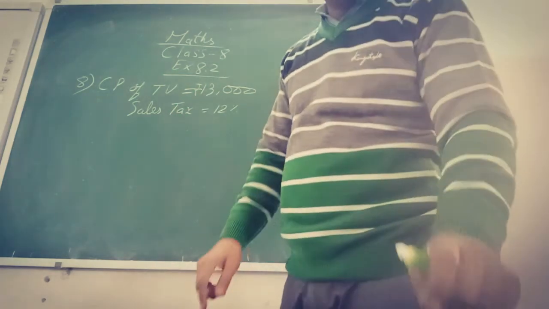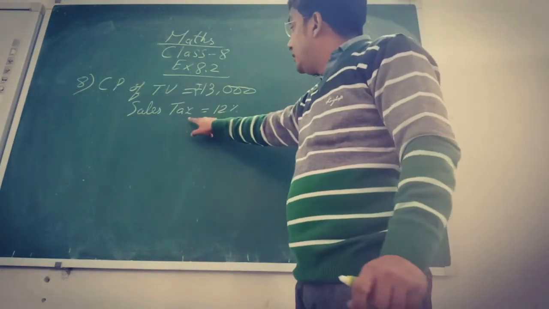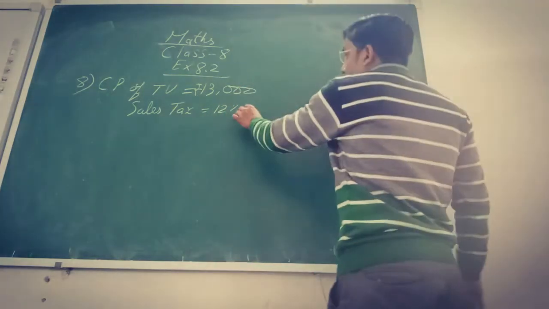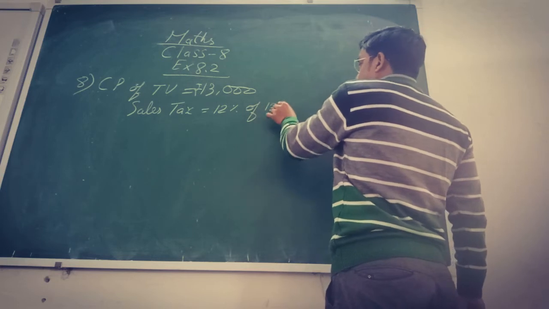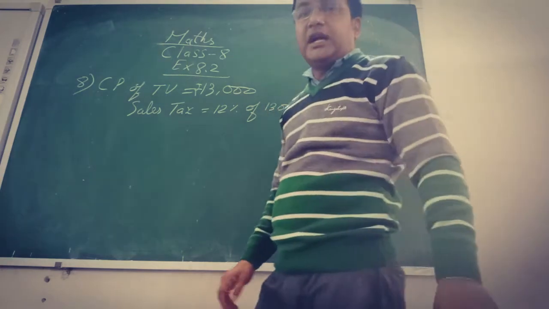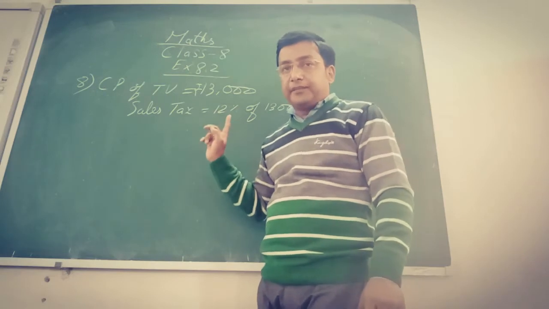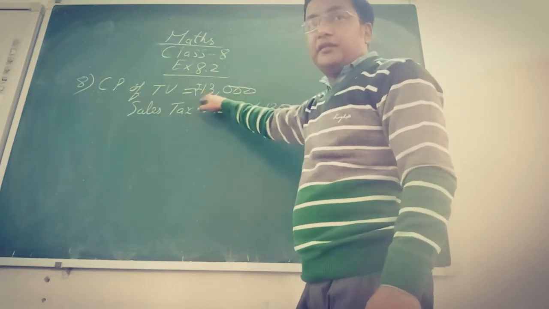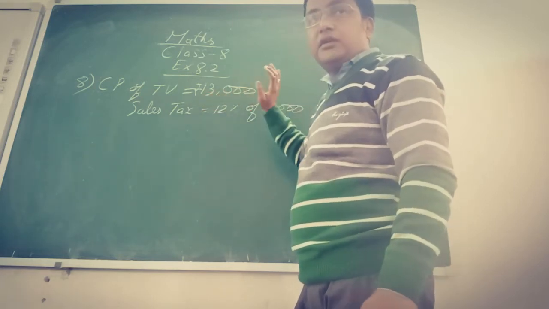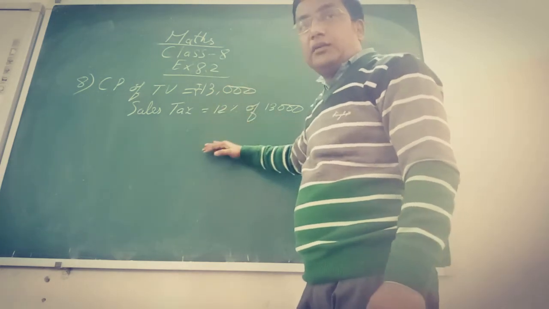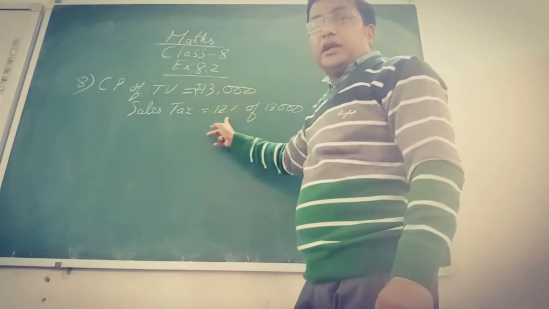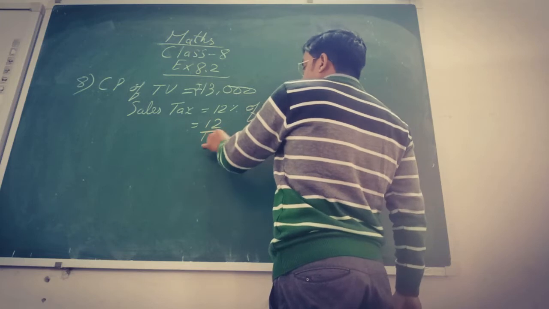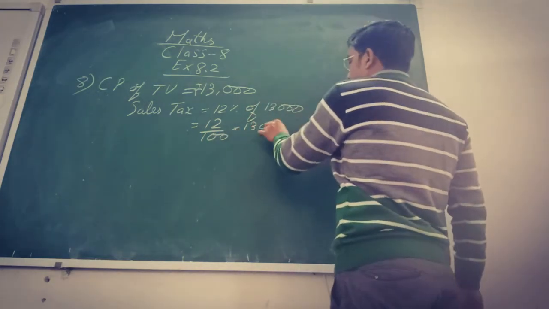Okay, he will actually charge 12% on this. So 12% of, because we know that percentage is always of something. So this 12% is of the cost price which is given here. It is 13,000. So first we have to find out the 12% which is given in percentage here. So it is 12 upon 100 multiplied by 13,000.